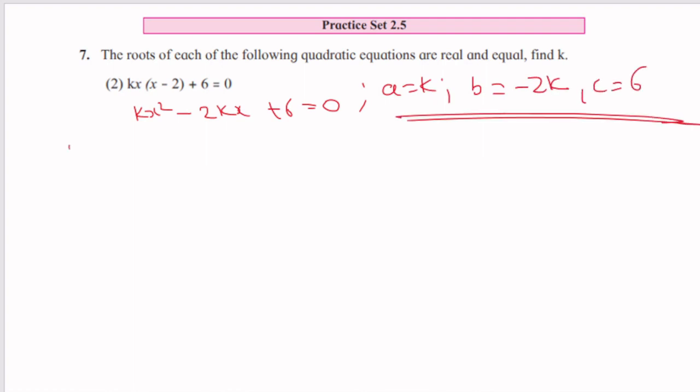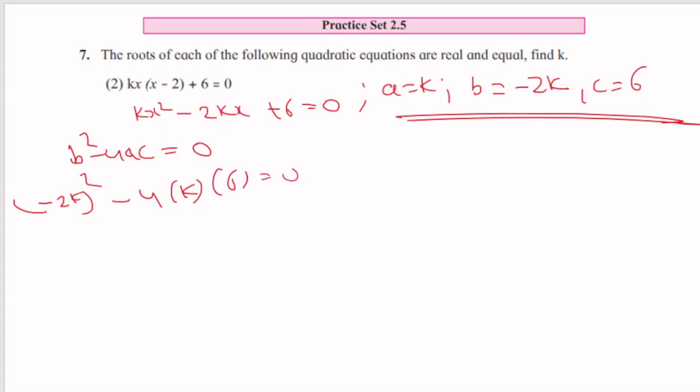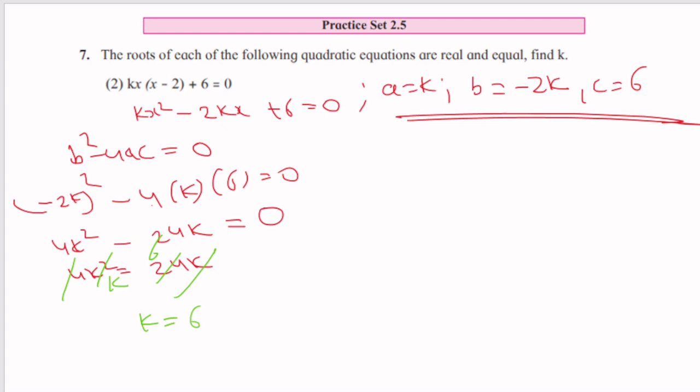Roots are real and equal, so substitute b square minus 4ac equal to 0. In place of b, you need to substitute 2k. So 2k whole square, 4. A is what? Again k, and c is 6 equal to 0. Open the brackets. 4k square minus 4 into 6, 24k equal to 0. Okay. So here 4k square is equal to 24k. 1k will get cancelled. So remaining just 1k and 4 into 6. So k is equal to 6.